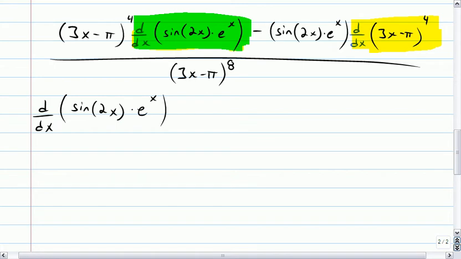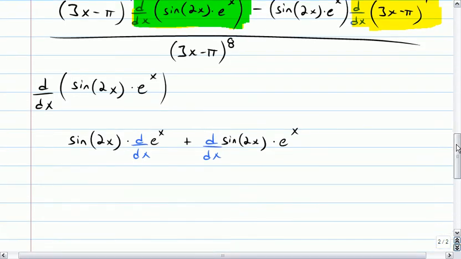Okay, so I see product rule there. So that's going to be what? Sine 2x times the derivative of e to the x plus the derivative of sine 2x times what? E to the x. So it feels like the problem just keeps getting bigger and bigger, and it kind of does. You're going to have to expand this thing and then put it back together.